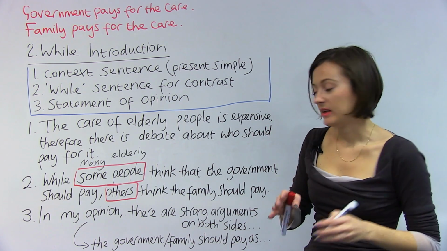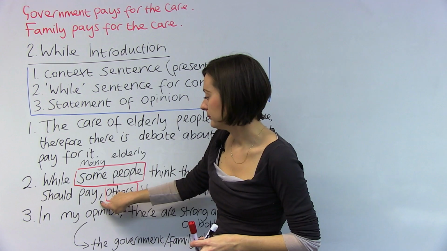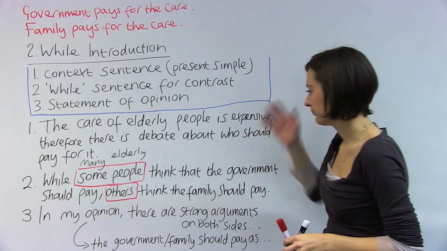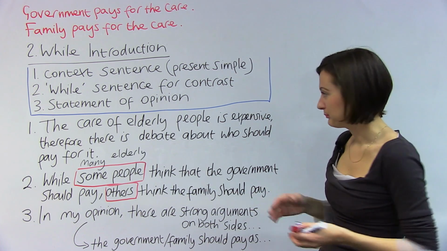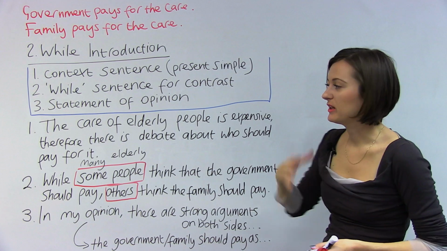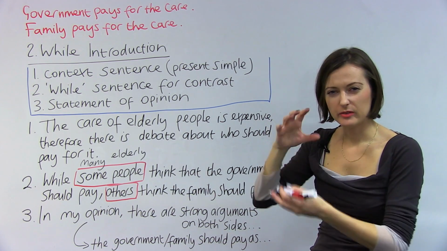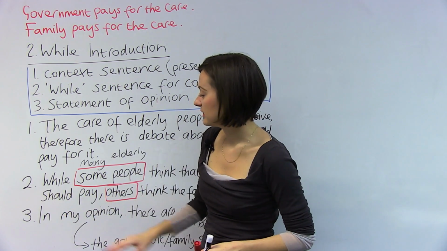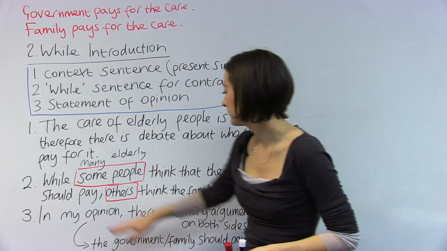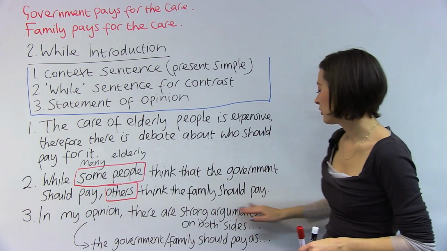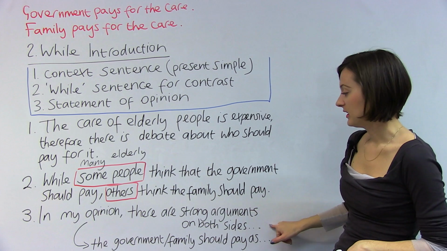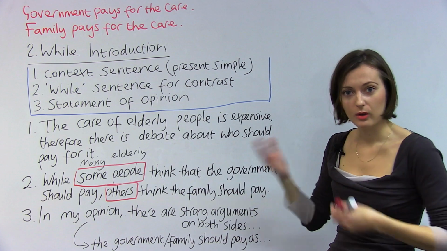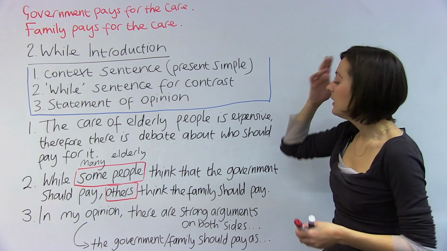When you write a while sentence, there will always be a comma in between your first clause and your second clause. So then what do you need to do? You need to give a statement of opinion to close this introduction. So you can use this phrase to get you started. You can say, in my opinion, there are strong arguments on both sides, and you would continue that, saying something about why you think one side is strong.